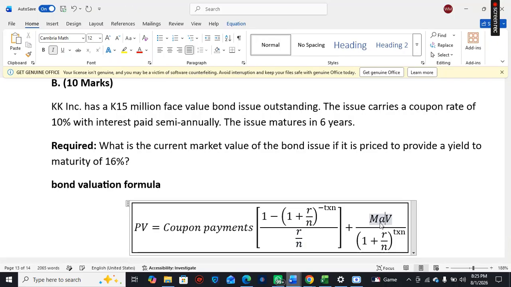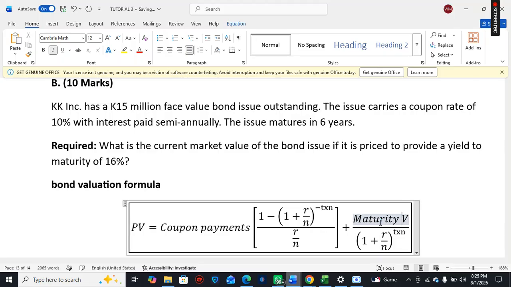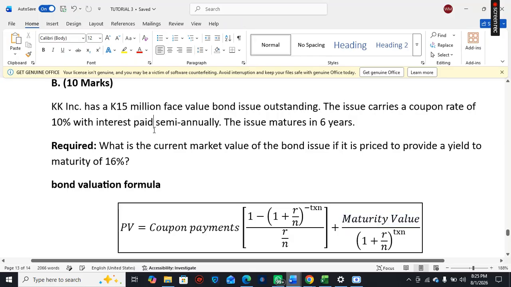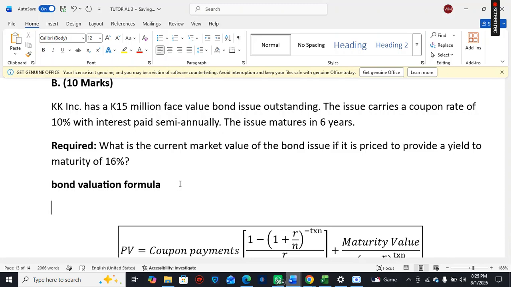This MV is the maturity value or the redemption value. Okay, it's usually the par value of the bond, or the face value. So first things first, we need to calculate our coupon payments.